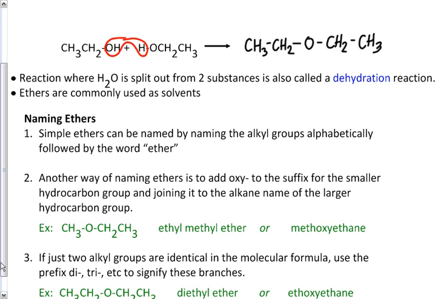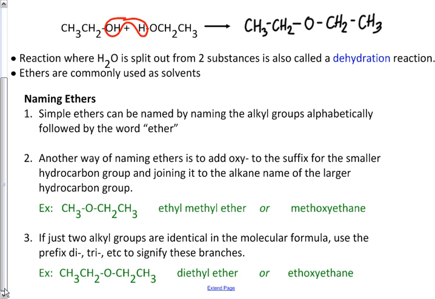Sometimes the preferred naming system is to join them with the word oxy. So think about the oxygen being in the middle, and you just want them to go alphabetically. So methoxy and then ethane, okay? This gets a little bit trickier when you have branching groups. And like I said, IB is not going to require you to name these, so I'm not going to cover the branching groups.